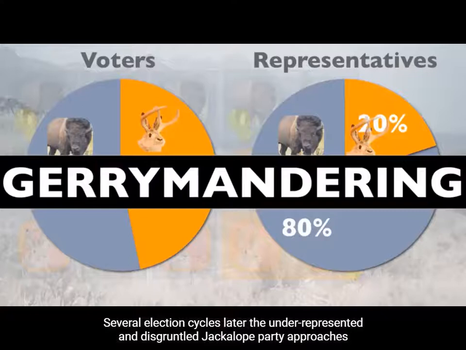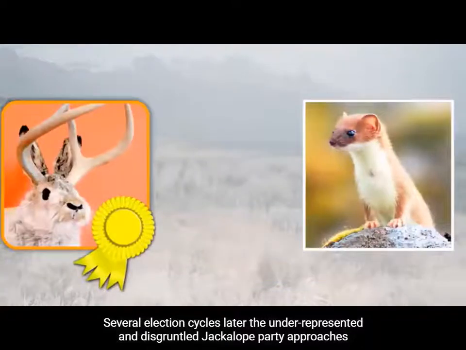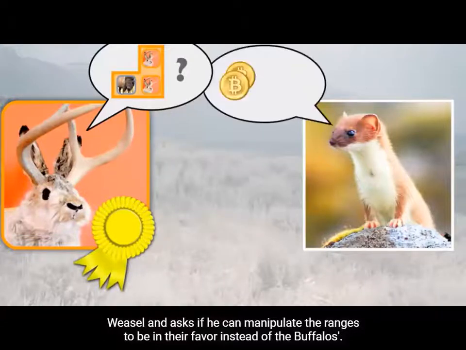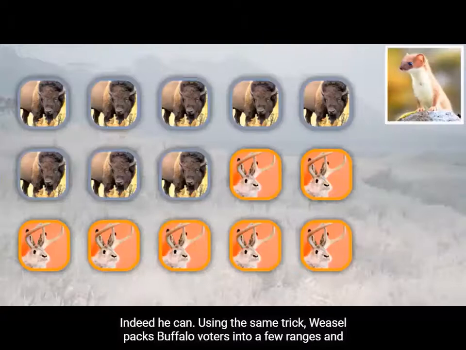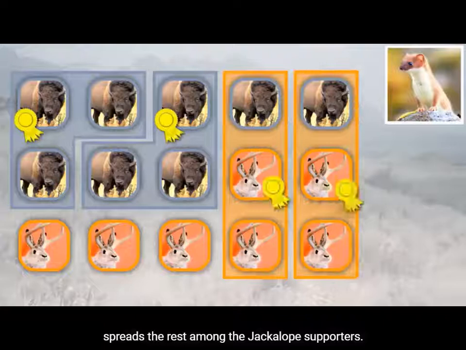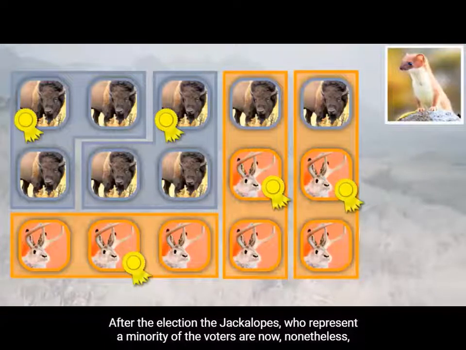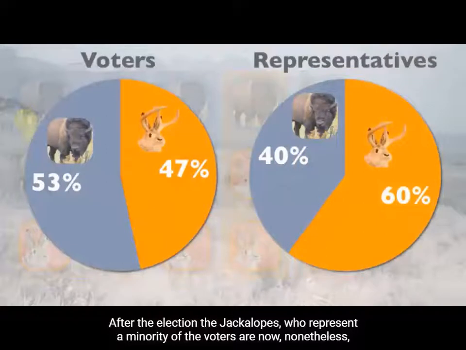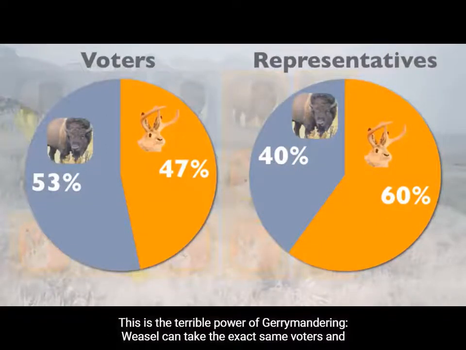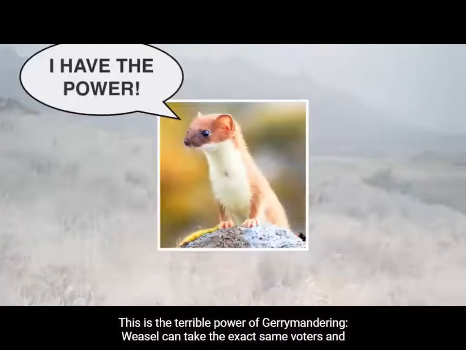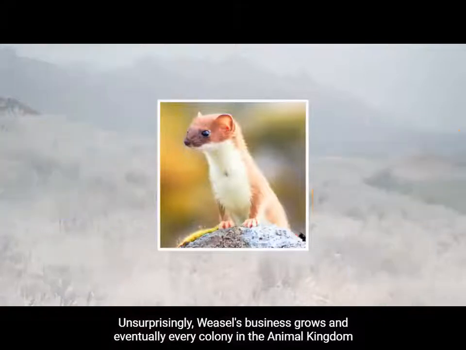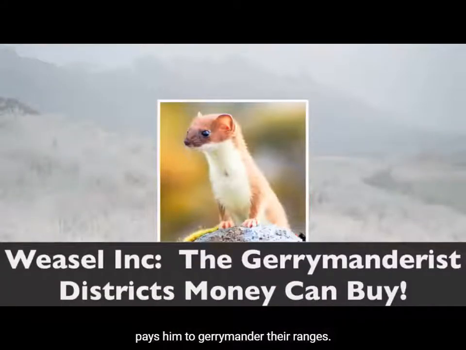Several election cycles later, the underrepresented and disgruntled Jackalope Party approaches Weasel and asks if he can manipulate the ranges to be in their favor instead of in the Buffalo's. Why, indeed he can. Using the same trick, Weasel packs Buffalo voters into a few ranges and spreads the rest among the Jackalope supporters. After the election, the Jackalopes, who represent a minority of voters, are now, nonetheless, the majority party on the Jungle Council. This is the terrible power of gerrymandering. Weasel can take the exact same voters and get either party to win the election. Unsurprisingly, Weasel's business grows, and eventually every colony in the Animal Kingdom pays him to gerrymander their ranges.